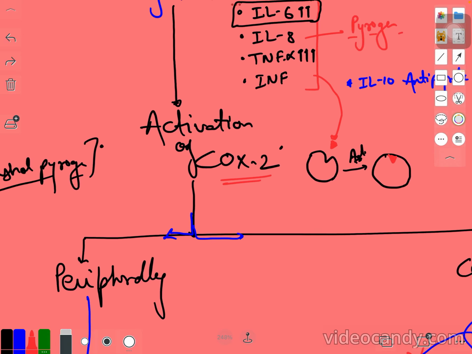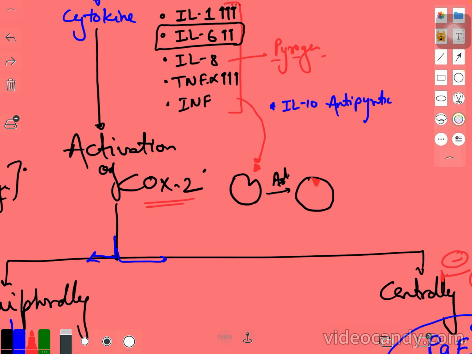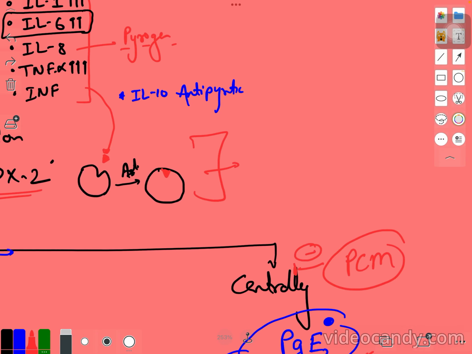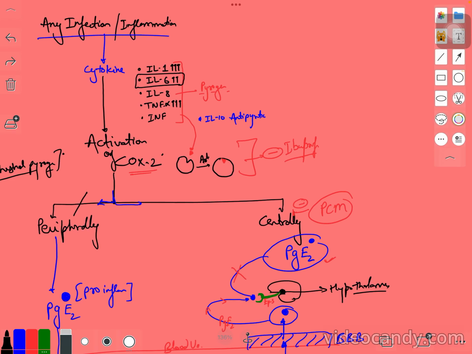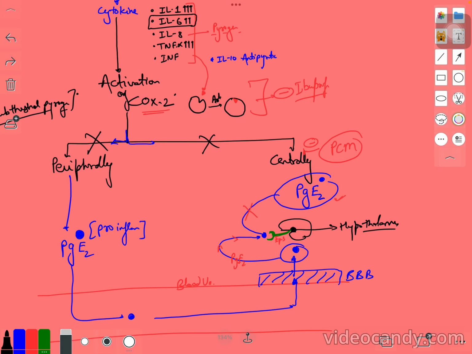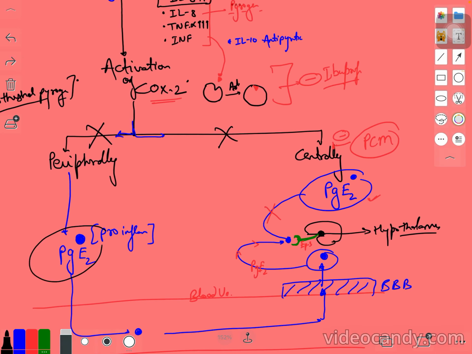So right, here at this step, it was inhibited by ibuprofen, right? So ibuprofen totally shut down this pathway and this pathway as well. Ibuprofen is a very important drug for fever, right? It totally shut down this production centrally and peripherally.